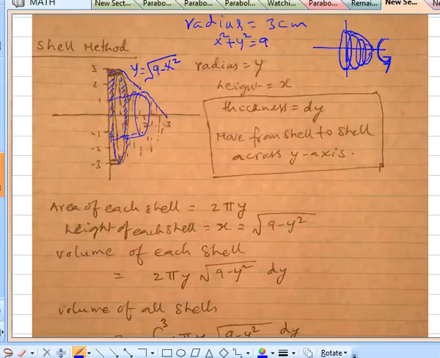So it would have a much larger height, but its radius will be a little bit smaller. And so we're going to try to calculate the volume of each of the shells and add them up together. Adding up is, as far as the calculus goes, the same thing as integration. So what's the area of each of my shells?